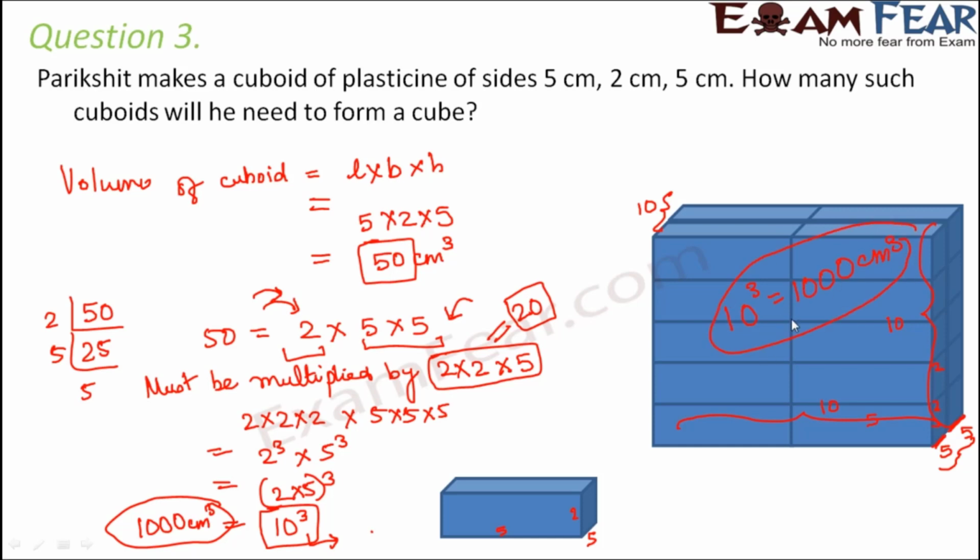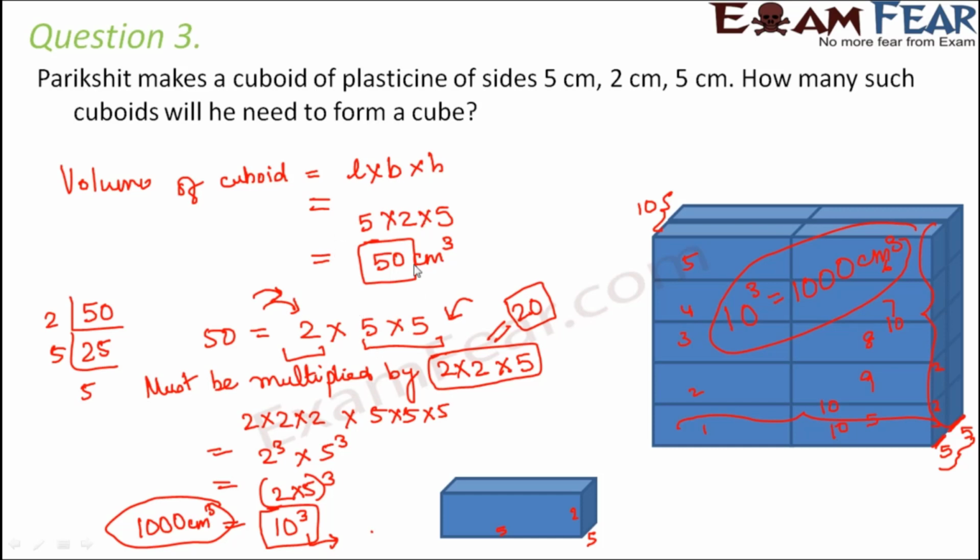And to make this cube, how many cuboids did we need? We needed 20 cuboids. You see 1, 2, 3, 4, 5, 6, 7, 8, 9, 10. So 10 here and 10 at the back layer. So 20 cuboids were needed.